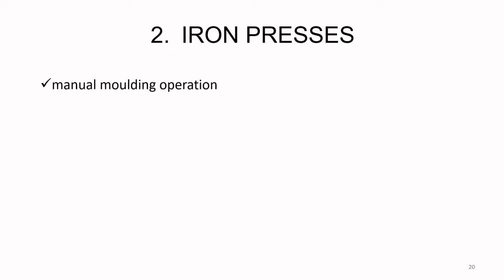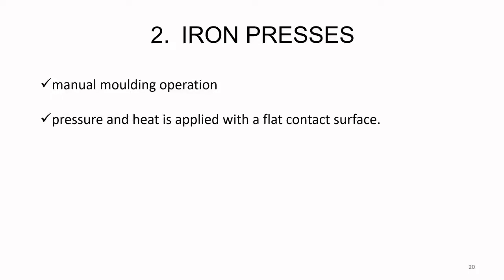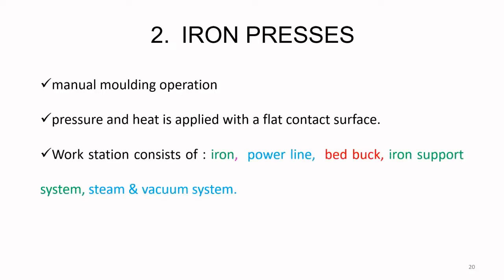Now, iron presses have a manual molding operation. With the help of your hand, you move it to and fro horizontally and you mold the garment whichever way you want to. You can do the creasing or the molding or give any shape you want to the garment. And the pressure and heat is applied with a flat contact surface. The flat contact surface is the outermost metal surface of the iron, and with the help of that iron, we apply the pressure as well as the heat.